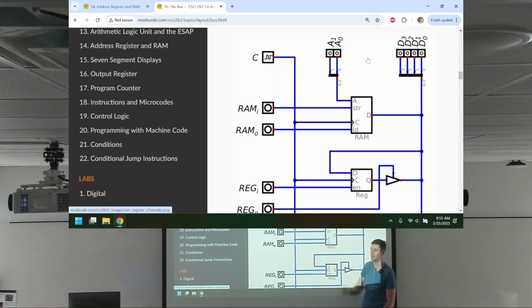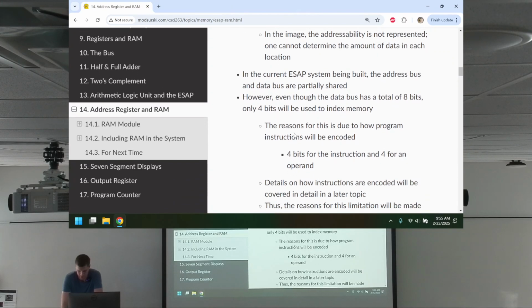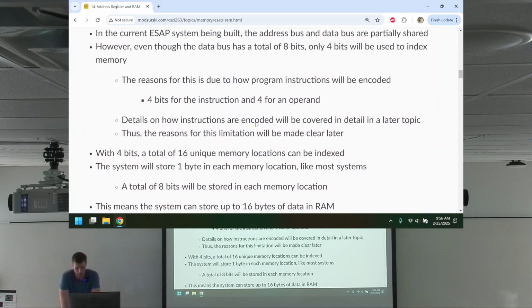So they were entirely separate, but in our design, we're actually going to have a shared address bus and data bus. The data bus is 8 bits, but the address is only going to need 4 of those 8 bits, because we need 4 bits for the 16 memory address locations. Cool? However, even though the data bus has a total of 8 bits, only 4 bits will be used to index memory.